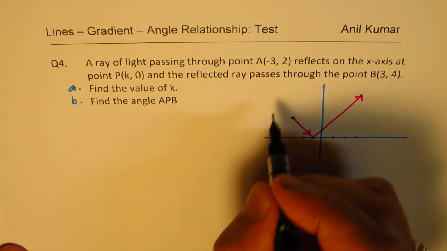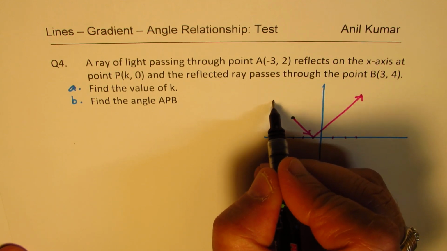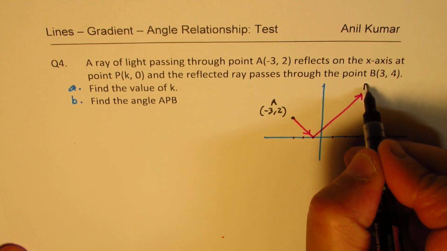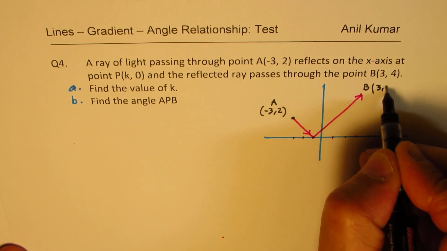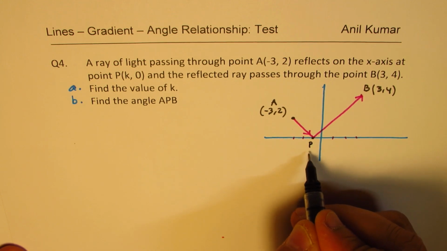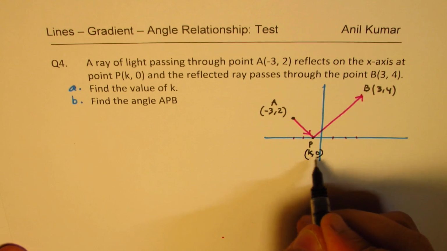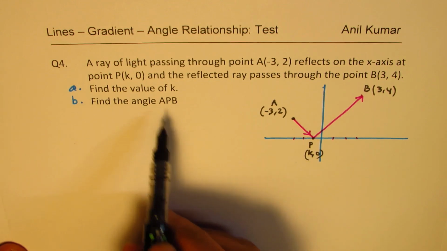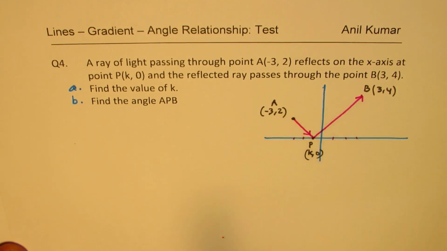The coordinates of this point A are given to us as (-3, 2), and for B we are given (3, 4). This point here is P, which is (K, 0). We need to find the value of K, and we also need to find the angle APB.